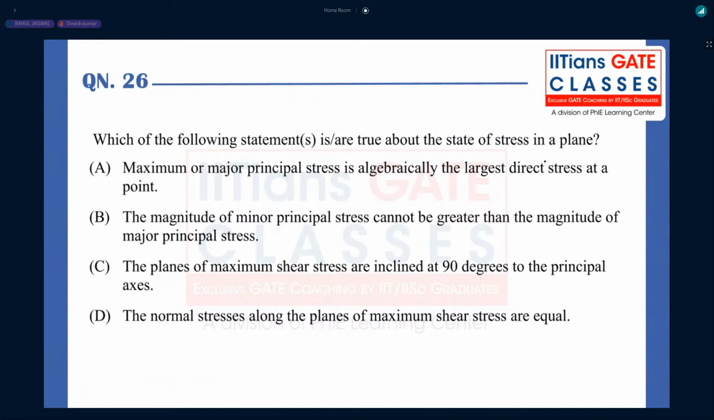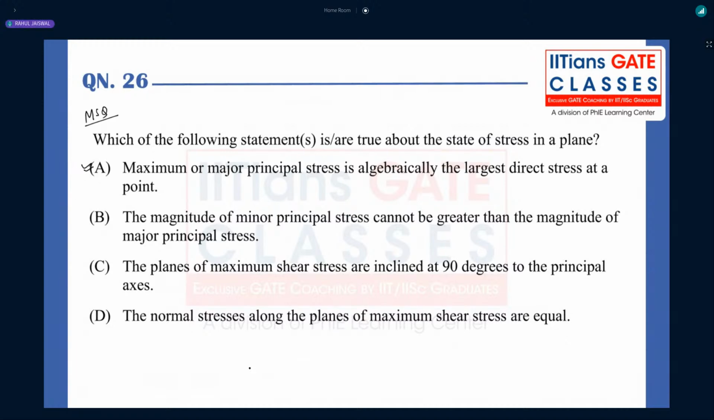Yes, sir. So now when you read this first question, this is the MSQ question. Which of the following statements is true about the state of stress in a plane? They have mentioned that the maximum or major principal stress is algebraically the largest direct stress at a point. So this particular statement will be correct.